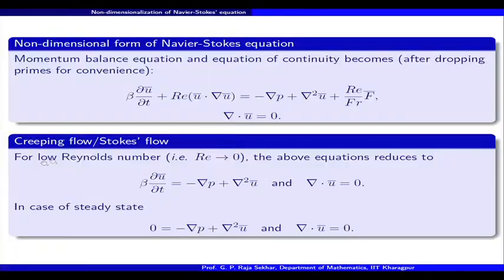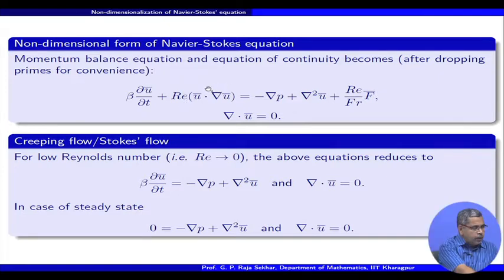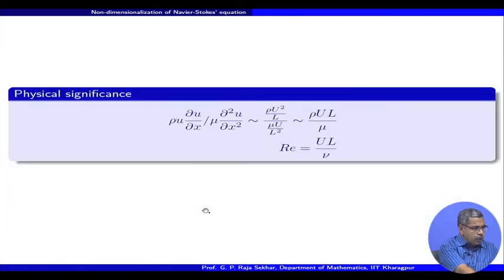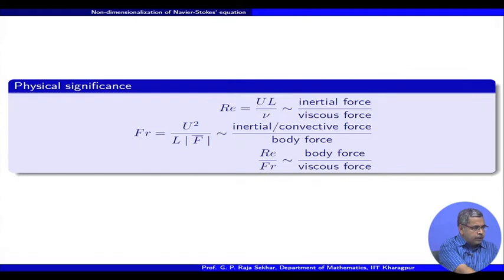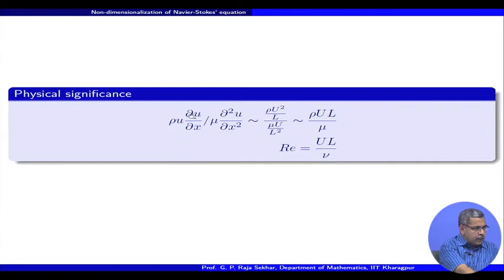Now, creeping flow. If the Reynolds number is very low, tending to 0, we are neglecting the inertial terms. And if it is further a steady case, we get what are called the Stokes equations. What is the physical significance? As I indicated, you take the inertial term, x component I have taken, then the viscous term, this ratio I have already explained, and we get the Reynolds number.